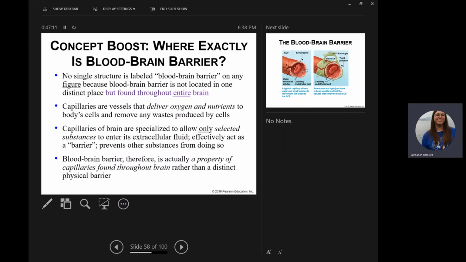All right, so again, there's no one specific place where you can point and say, oh, that's the blood-brain barrier. It's found throughout the entire brain. That's the purpose of this slide here. I'm going to go ahead and skip over this. Again, this really summarizes it. The blood-brain barrier is found throughout the entire brain and is actually a property of the capillaries and those astrocytes rather than a distinct physical barrier.